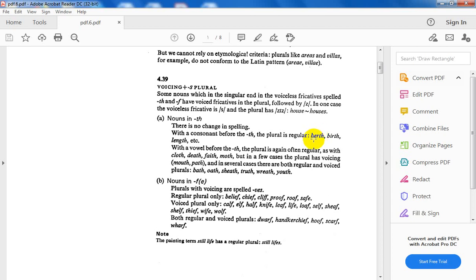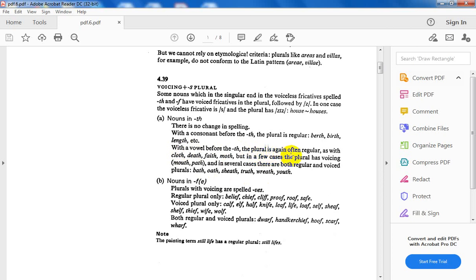Say what? Birth, birth, length, just adding s. Neither the pronunciation nor the spelling changes. But if the final th is preceded by a vowel, I have more than one case.